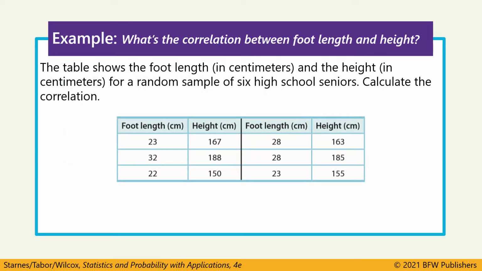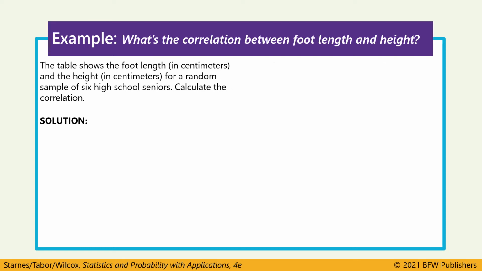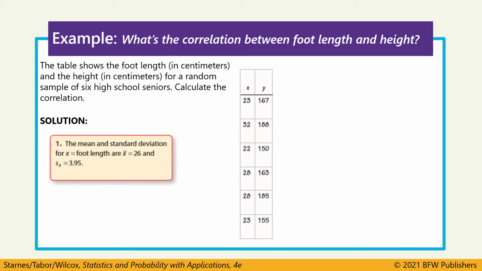So let's actually go through that process for a small table, a small scatter plot of 6 individuals. For each of these 6 high school seniors, we have their foot length and their height, both in centimeters. Now to start, we're going to find the mean and standard deviation for the x values. So at least so far, we don't care about any of those y's. And we can just use technology to give us those values. All right, and we find the mean is 26, standard deviation 3.95.